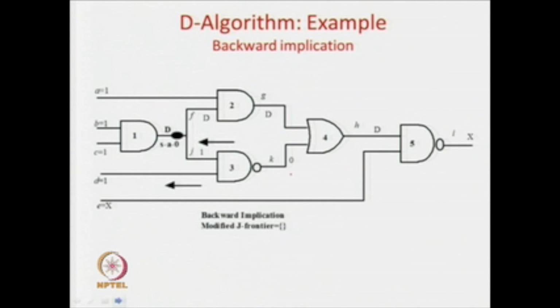How do you get a 0 at the output of the NAND gate? It can be only by a 1 and a 1. So, by this D frontier propagation you have to say that I will get a 1 and a 1 over here. So, the modified D frontier is now 0. You have to apply a 1 over here and a 1 over here, that is what is being told in this case. Now, what do you see?